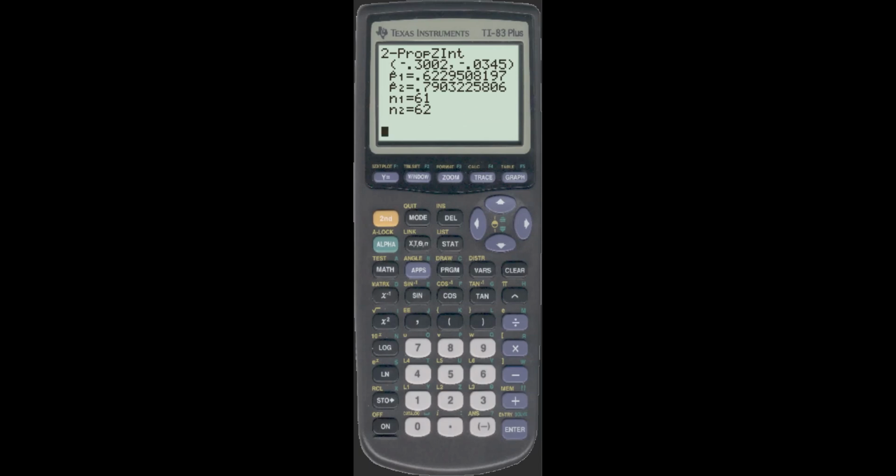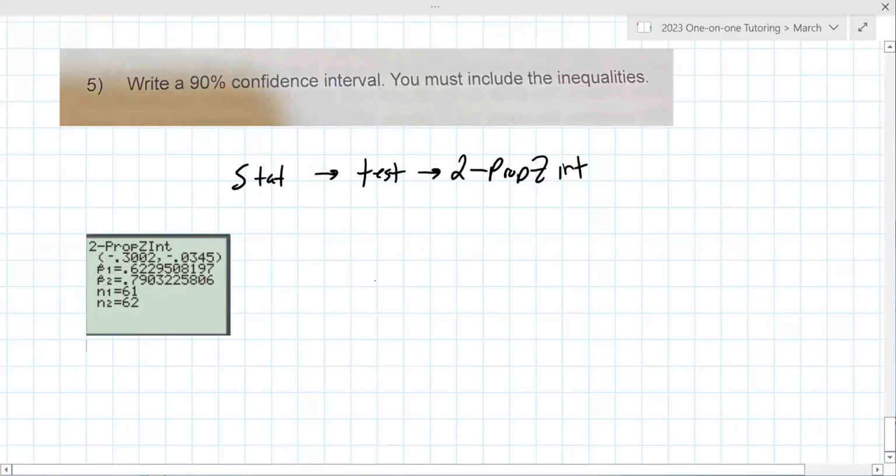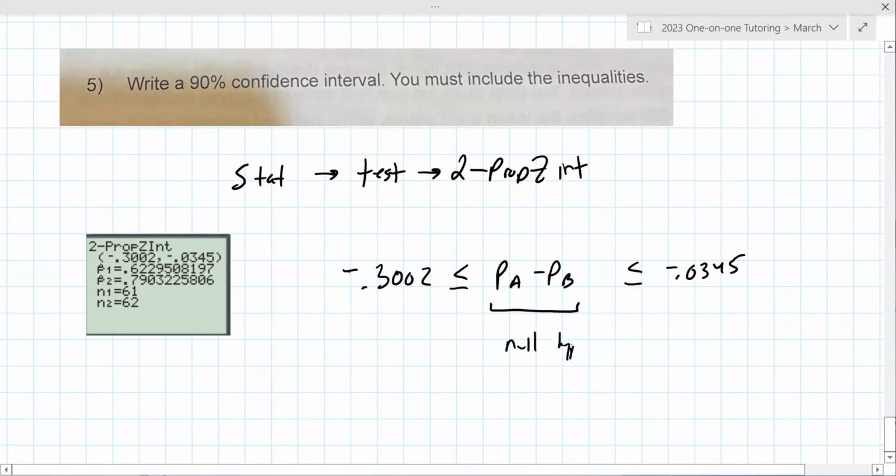Your instructor says you must include the inequality. So what I take that to mean is you got the two numbers, minus 0.3002 and minus 0.0345. So it's less than, I actually don't know if it's less than or equal to or just a less than. I don't know why it would matter. But this is PA minus PB. This comes from the null hypothesis.